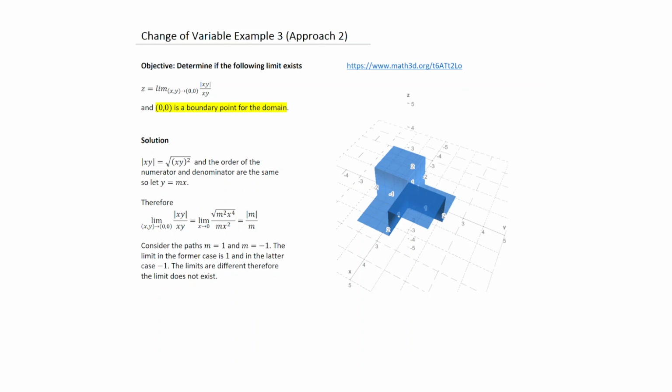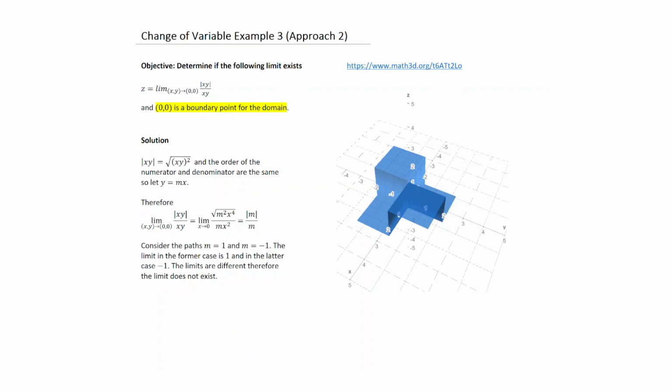So if you take the square root of (xy) squared, you end up with xy. However, the square root can only be positive. So in fact, the square root of (xy) squared is equivalent to the absolute value of xy. It's a very simple trick, and you'll find this is a very easy way to work with anything involving absolute values. You'll notice that the order of the numerator and denominator are the same. So let's choose y equals mx in this case.